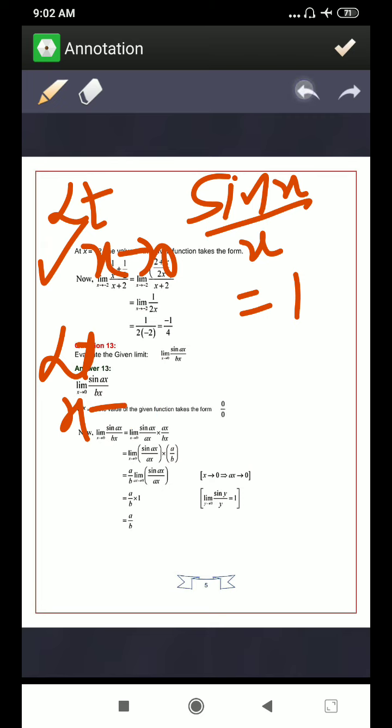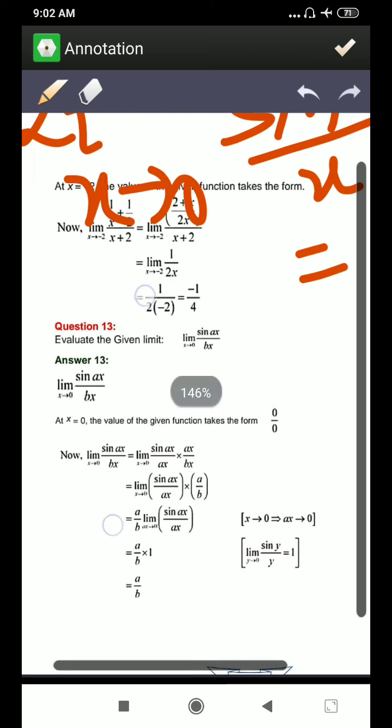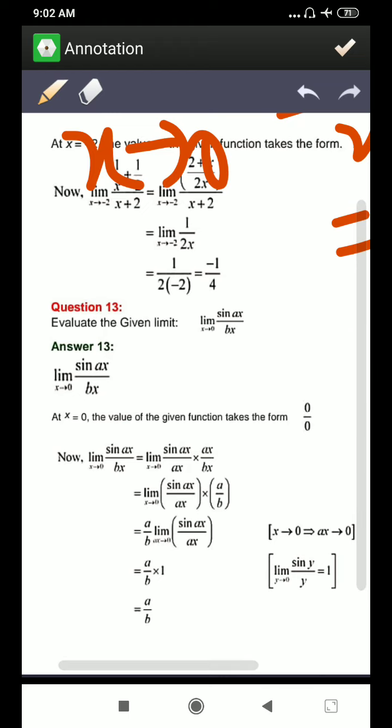Like question number 13. It is limit x tends to 0, sine ax by bx. You put x equal to 0, this is 0 by 0 form, so we can't put the limit directly. So what to do? As I have just explained, sine ax upon ax is 1. So what I will do, I multiply by ax in the denominator and ax in the numerator.